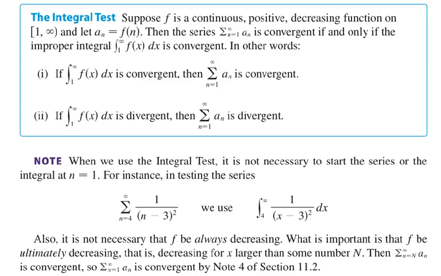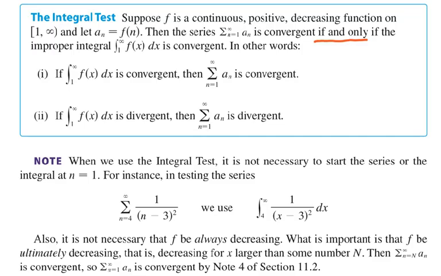It says, suppose f is a continuous, positive, decreasing function over the interval from 1 to infinity, including 1, and let a sub n equal f of n. Then the series from 1 to infinity of a sub n is convergent if and only if the improper integral is convergent. That if and only if means it can go both ways. That means if the improper integral is convergent, then the series is convergent, and if the series is convergent, then the improper integral is convergent.